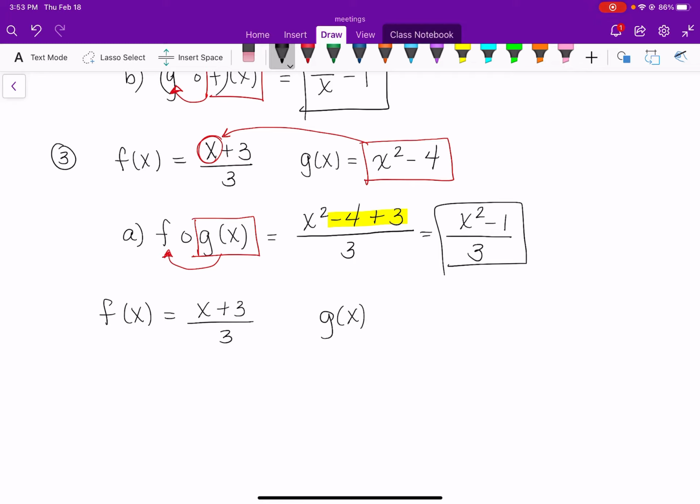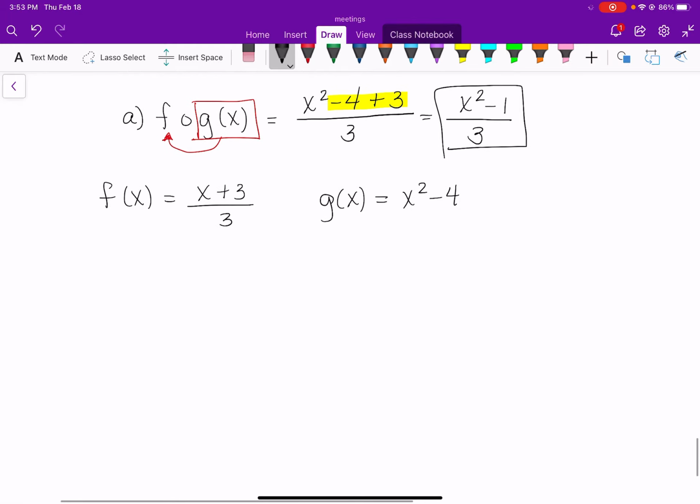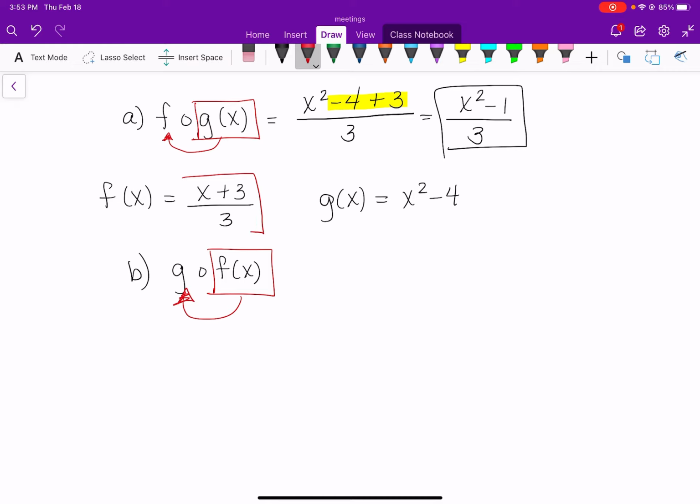So g of x is equal to x squared minus 4. And this time we're going to do the opposite. So we're going to do the g of f, or g composed with f of x. Again, that means that we're going to take the f of x function and stick it into the g. So again, circling my f of x function this time, x plus 3 over 3.